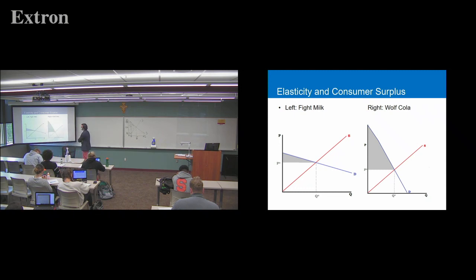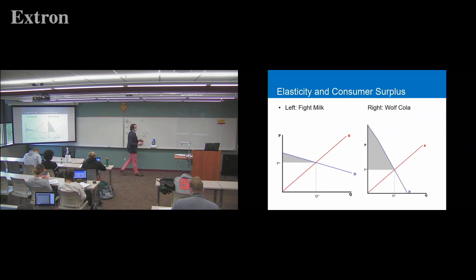Because they're more sensitive to price, they're not going to be willing to pay a high price. The consumers that value it the most on this high end aren't that much higher than the equilibrium price. So there's not going to be a ton of consumer surplus in this market. Here for Wolf Cola, we have relatively inelastic demand. So they're not very sensitive to price. So there are these consumers on the high end that value it greatly, way up here, way above the equilibrium price.